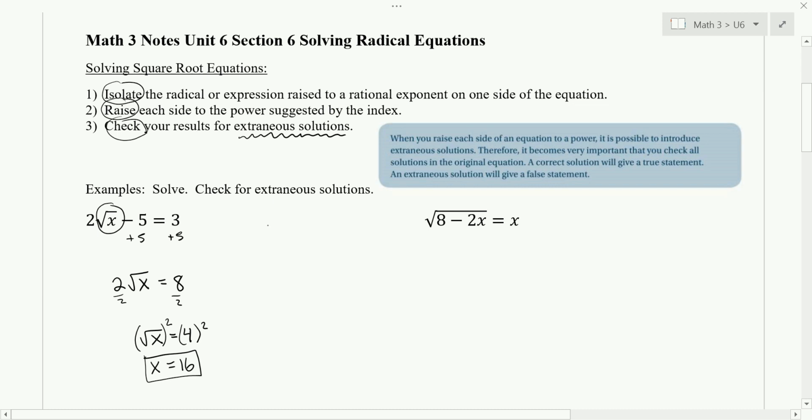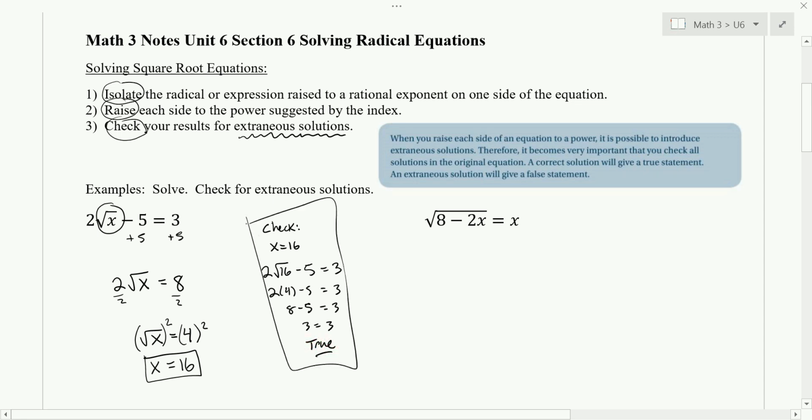Okay, so we're going to check here. If x is 16, then when you check, you go back to your very original problem. So does 2 times the square root of 16, minus 5, equal 3? Well, that'd be 2 times 4 minus 5, and that's 8 minus 5. So is that going to work out? Okay, that's a true statement, and because that's true, we're going to keep our answer. But it's important with these kinds of problems to check because sometimes you'll do great work and it won't work.